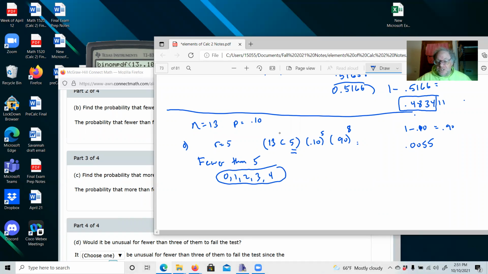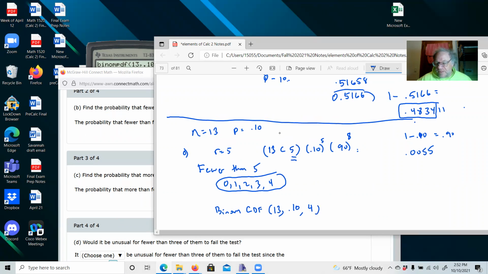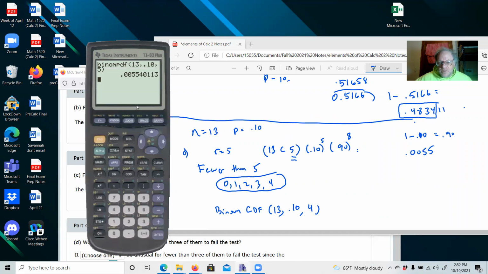That's a cumulative distribution. So we're going to do binomial CDF. We want 13 possibilities, a probability of getting the answer we want, which is the failing of the test, 10%. We're going to go up to 4. That's our cumulative distribution. So we're going to say second function, distribution, binomcdf. It's going to be 13, comma, 0.1, comma, 4.